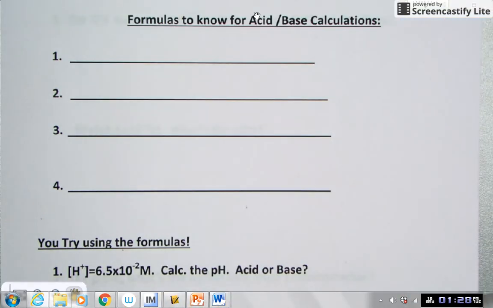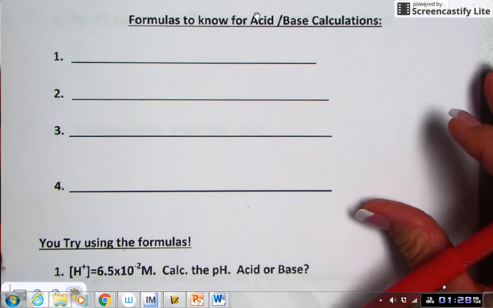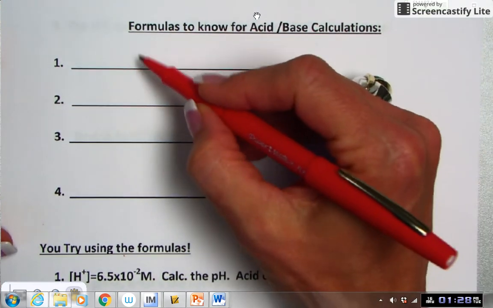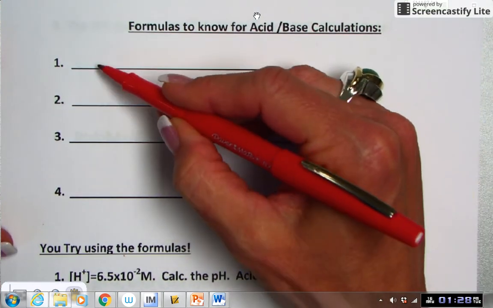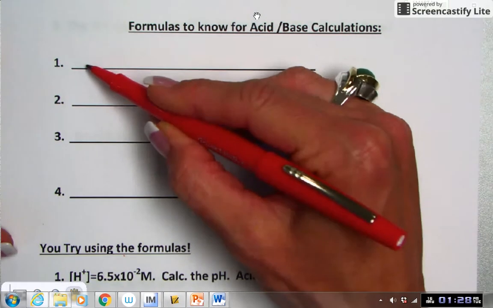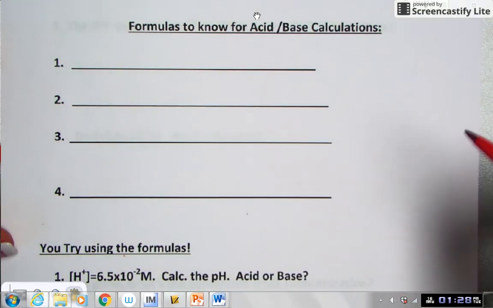There are 4 formulas that we learned about that we use with acid-base calculations. So it's going to refer to these, and as we go through the notes, I'm going to refer to them as formulas 1, 2, 3, and 4 when we try to decide which formula to use.